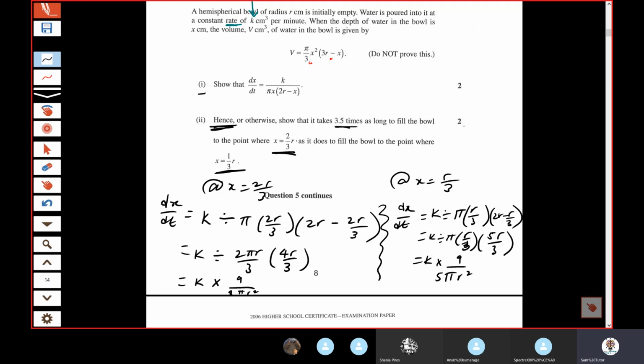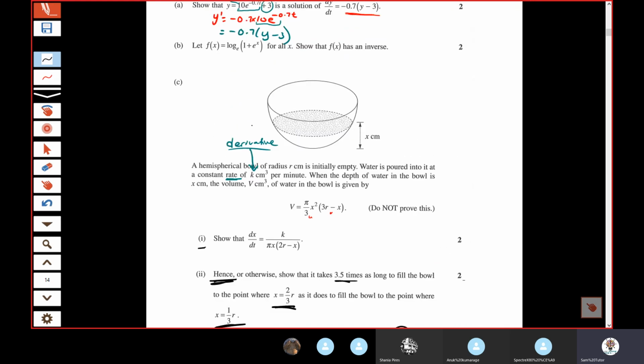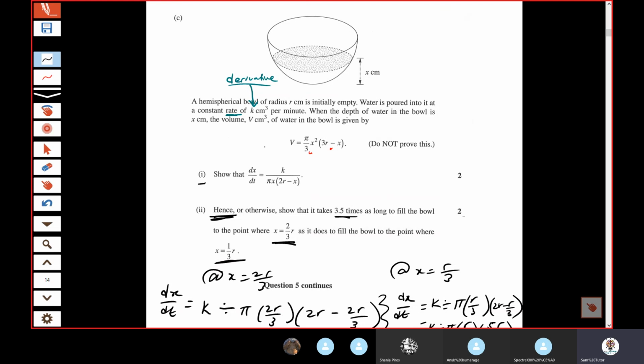Yeah, I could have. That's 5r on 3, 5r squared, pi, 3 times 3 is 9. I'm happy with that. This one here is 4 on 3, 2 times 4 is 8, pi r squared, 3 is 9. Hence, show that it takes 3.5 times as long to fill the bowl to the point where x is 2/3 as it does to fill the bowl. A hemispherical bowl of radius r is initially empty until water is poured into it at a constant rate of k centimeters cubed per minute.